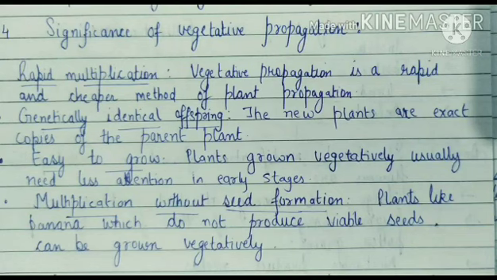So my dear students, as we have studied both the natural and artificial methods of vegetative propagation, let us know the significance of vegetative propagation as well. Number one is rapid multiplication. This means that the plants which are developed through this method are developed rapidly. The second advantage of vegetative propagation is that the new plants that are developed are genetically identical offsprings of the parent plant.